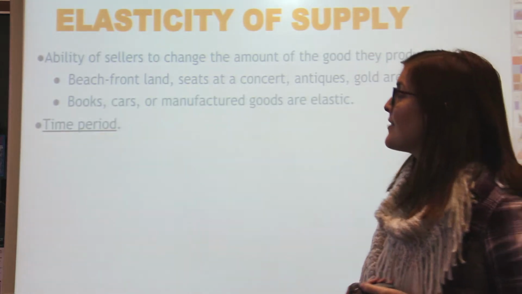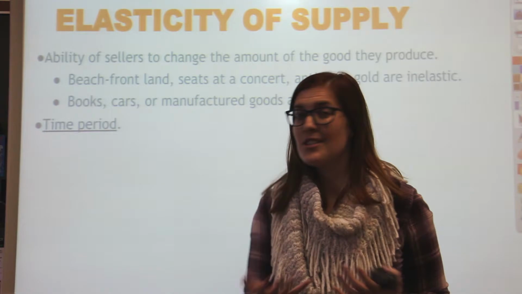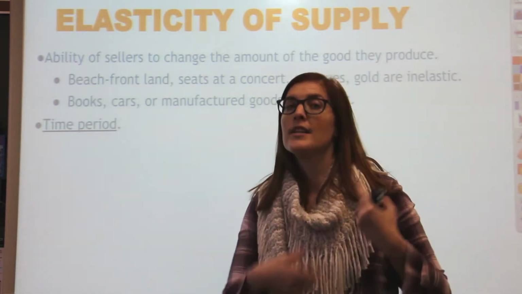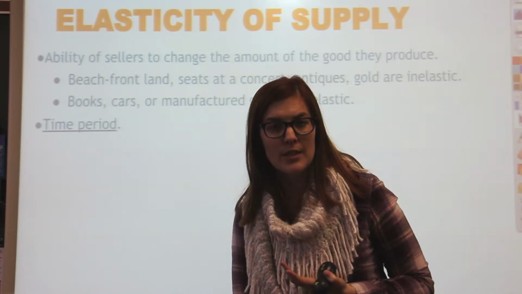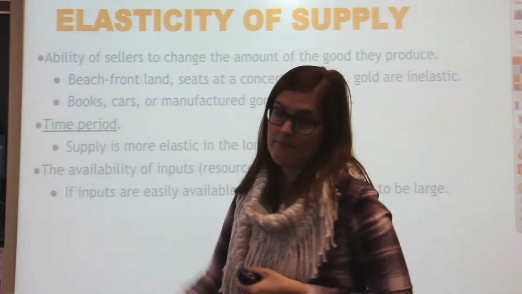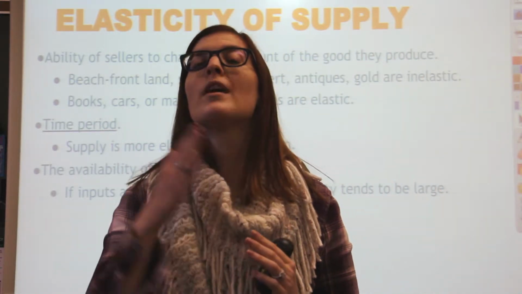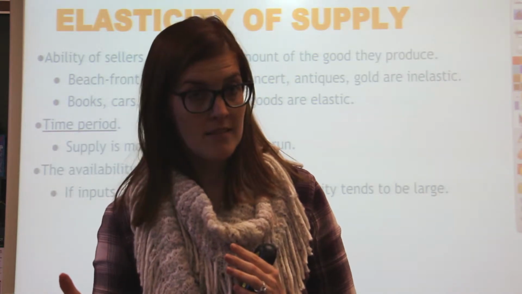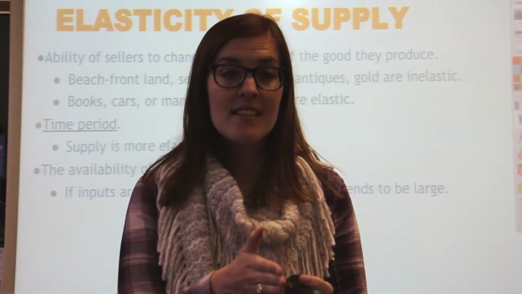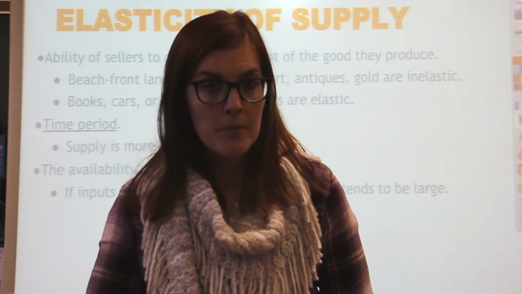So things like a finite area, beachfront land, seats at a concert, are more inelastic because you can't keep reproducing them, versus manufacturing goods, which you can keep producing. You have more access to resources. Now, the number one thing is time. The more time a producer has, the more elastic the supply is. So if it's today, right now, and they have to sell it, it's inelastic. They don't have the time to get the resources to sell more at a higher price.